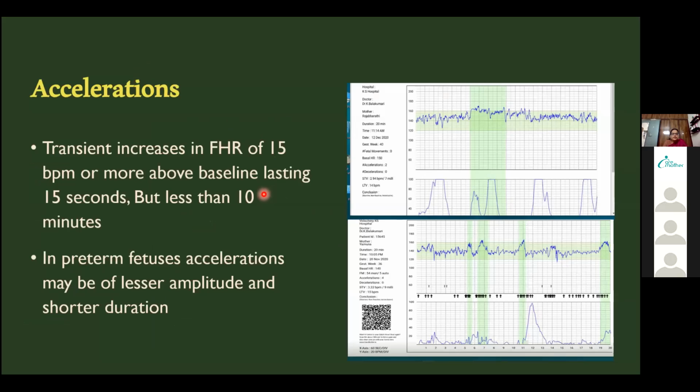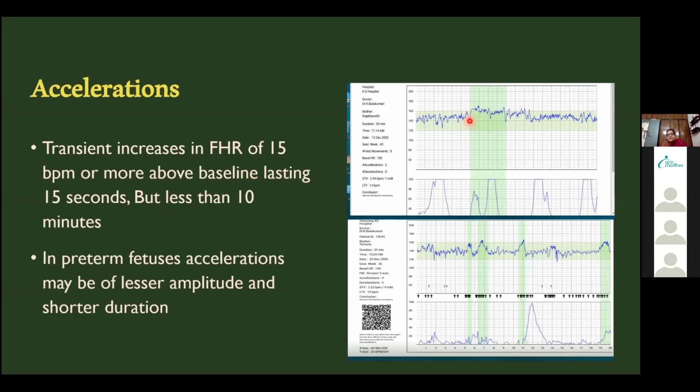So the first two features we saw, basal heart rate and variability. Now we'll go to acceleration. What is acceleration? A transient increase in the fetal heart rate of 15 beats per minute above the baseline and lasting for 15 seconds. You take this part.